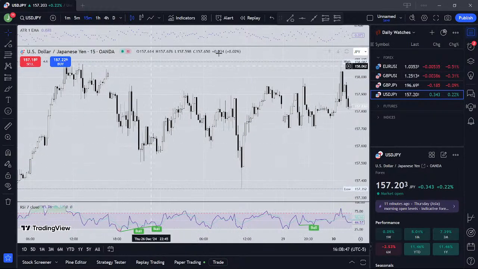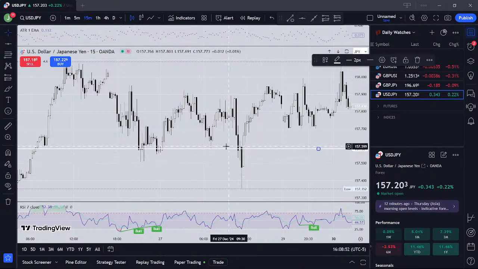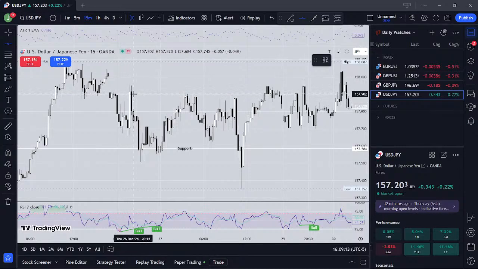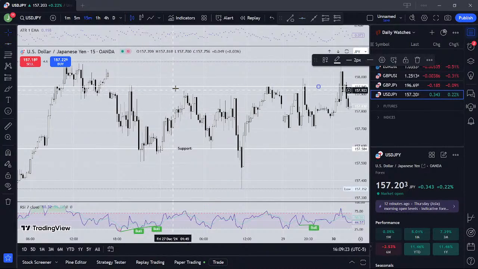First thing I'm going to do is easily draw a support and resistance. So this is the support. This is our support. And our resistance is going to be above. I choose three candles or two candles. I'm going to say here. Yeah, here's good.